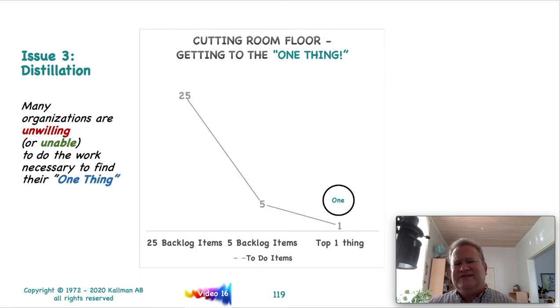Okay, the third one is distillation. How do you distill down to the one thing? Because it is a distillation process. And as I shared, if you have 25 top items that you need to do for the year, and you're looking at, can I do 25? You can't do 25. Ain't going to happen.